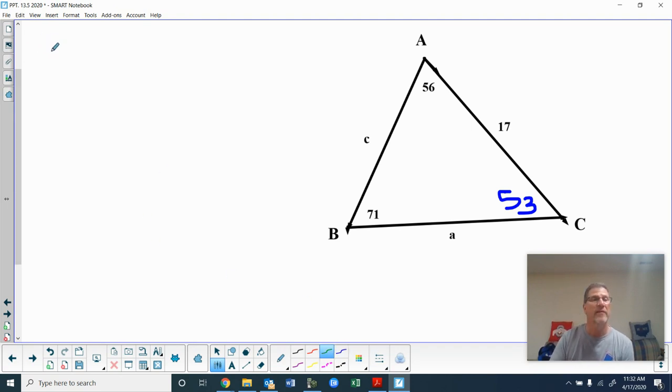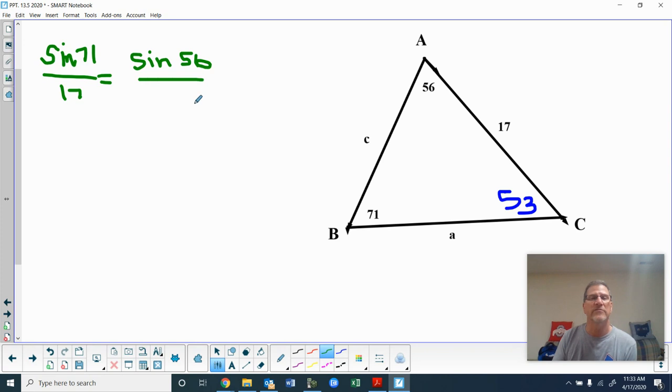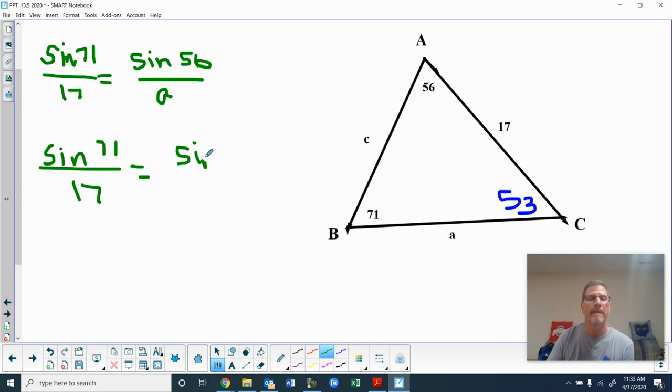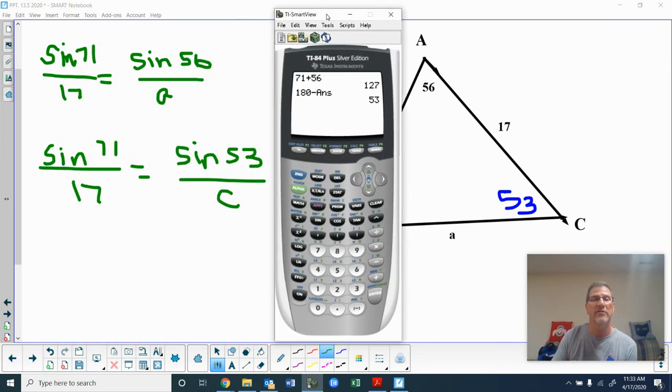Let's try a different color here. So sine of 71 degrees over side B, which is 17, equals, and then we'll just do A first, sine of 56 degrees over A, and then again, sine of 71 over 17 equals sine of 53 over C.